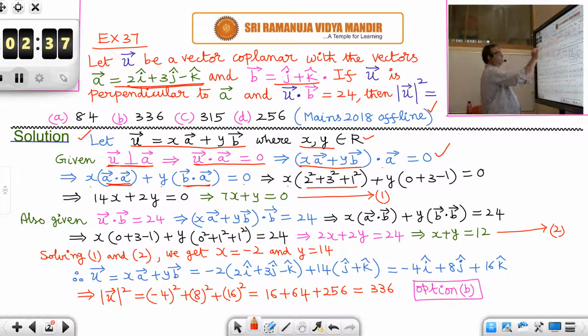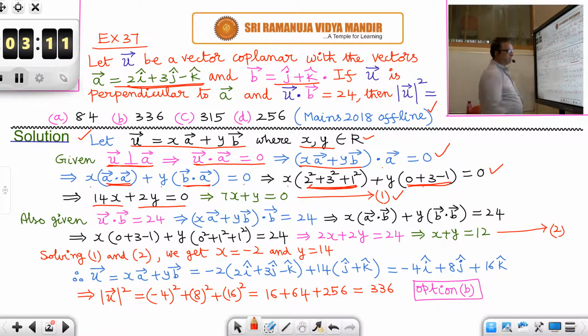In b bar i is not there. So 2 into 0 plus 3 into 1 plus minus 1 into 1. So 0 plus 3 minus 1 is equal to 2. So what is this quantity in the bracket? 2 square plus 3 square plus 1 square, 14. So 14x plus here 3 minus 1, 2, so plus 2y is equal to 0. Dividing by 2 you get 7x plus y is equal to 0.